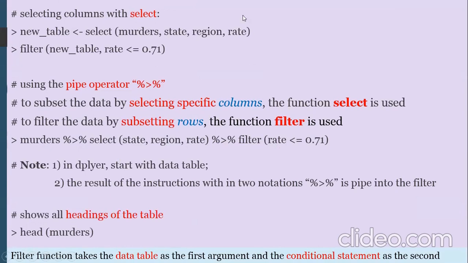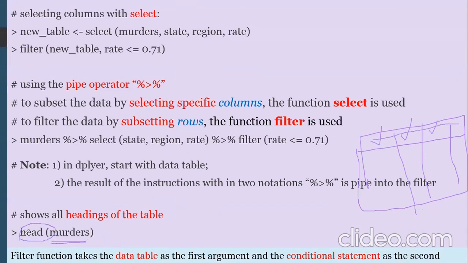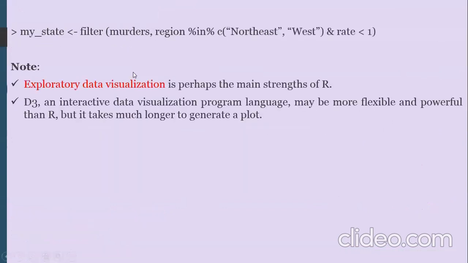Now if we want to know what the headings are, like if we don't have the table, the data frame, and we need to know only just the headings of the columns, for that we have a code, and that is head of the data frame, the murders. So head of murders will give us all the headings of the columns. Use this and you will know how this works.